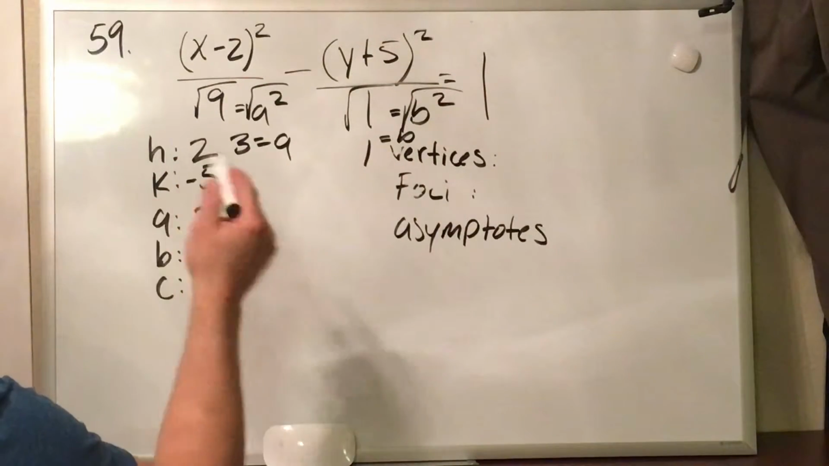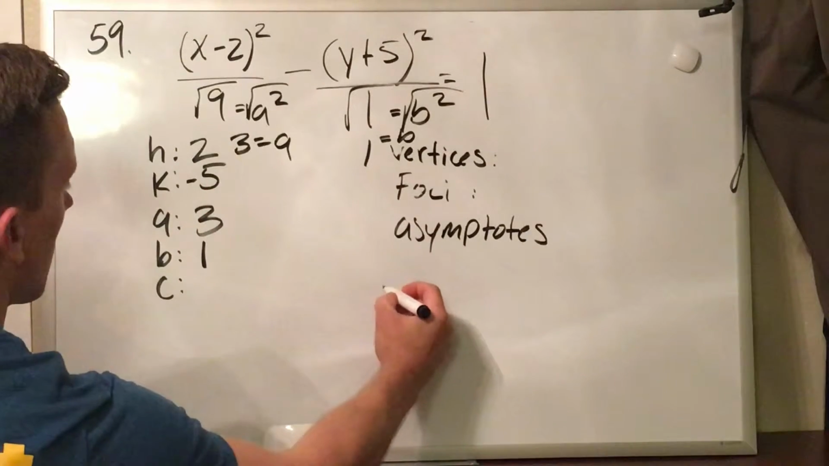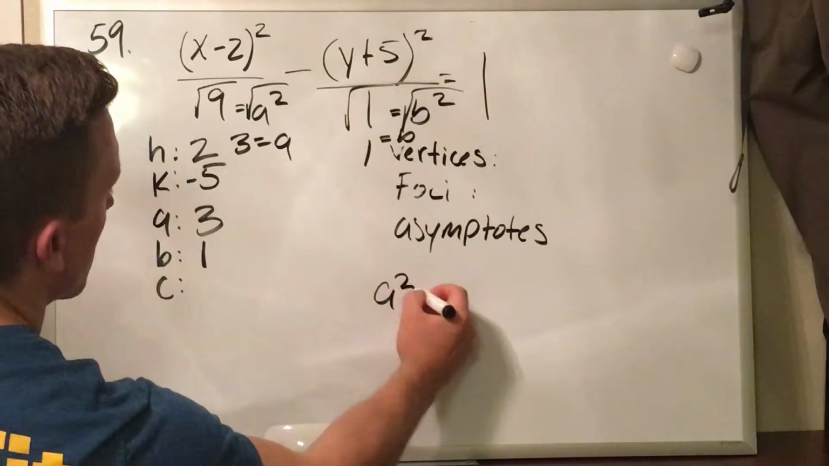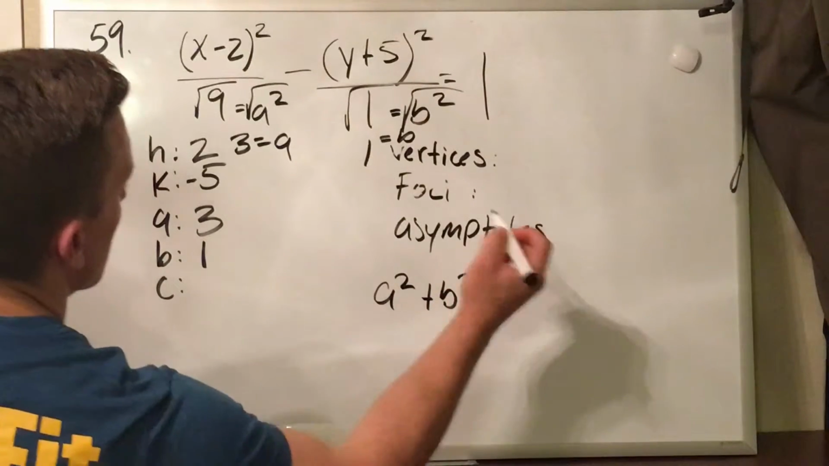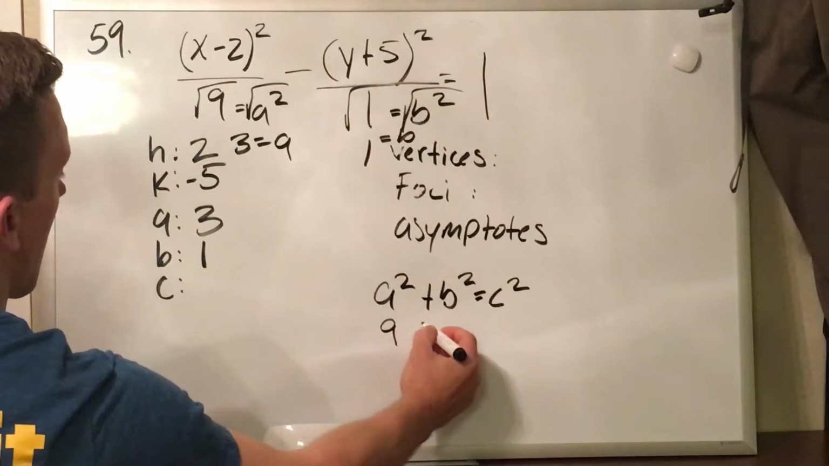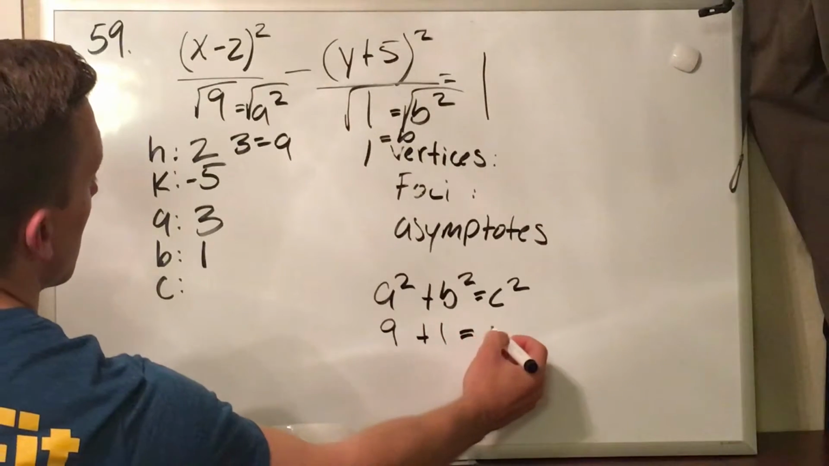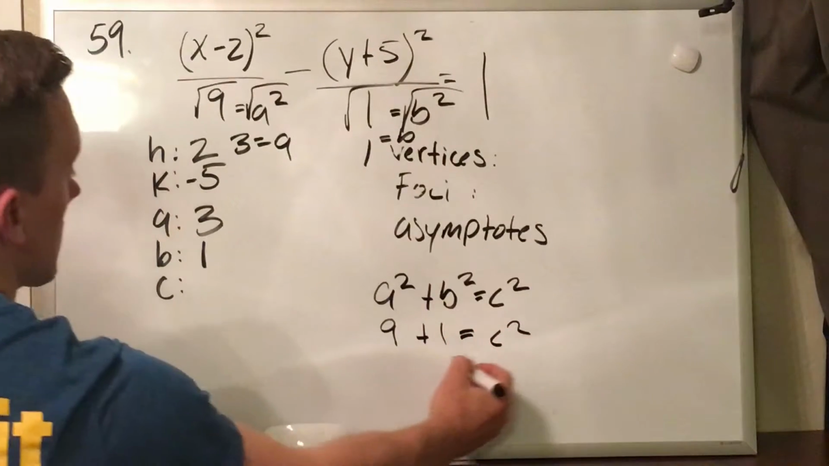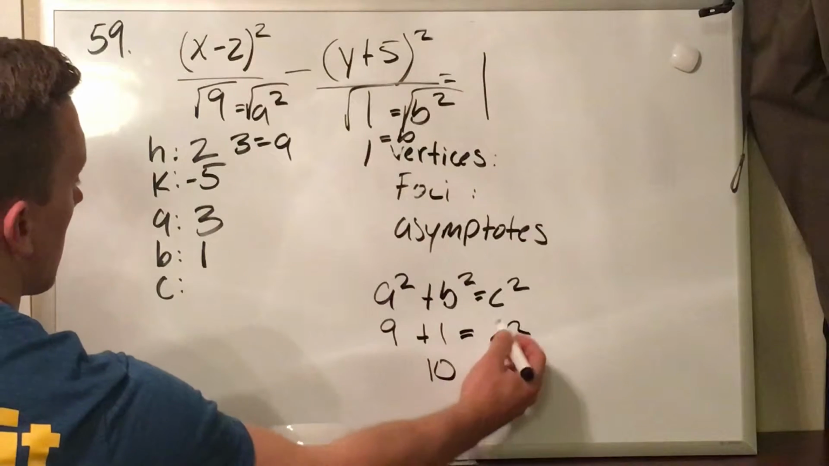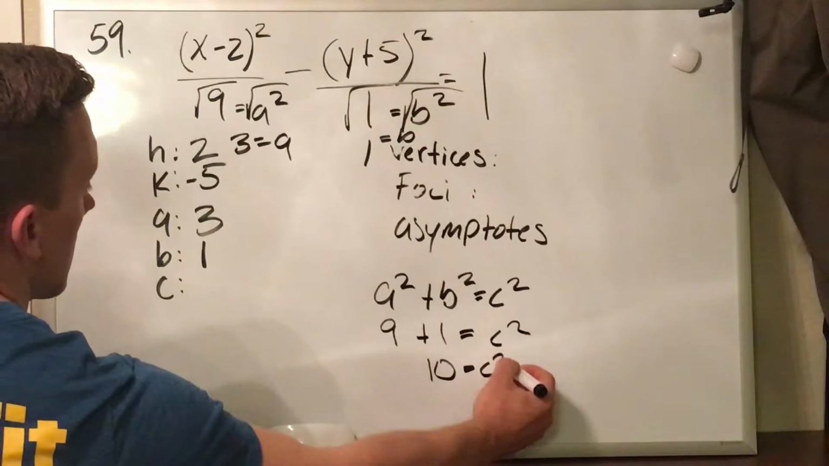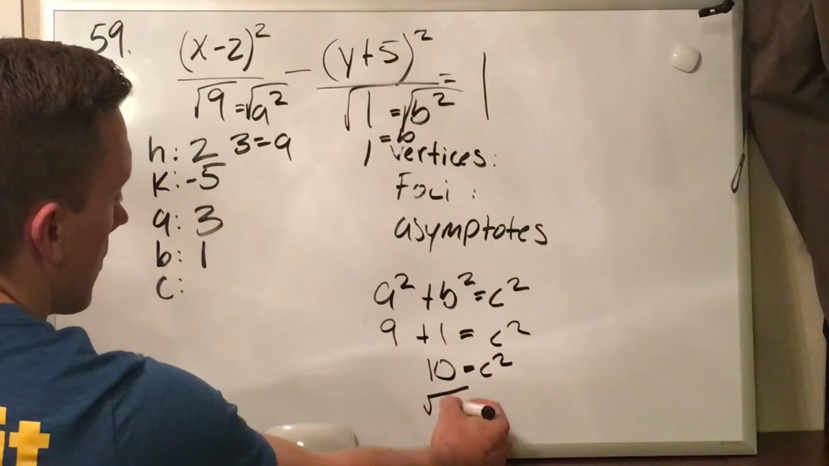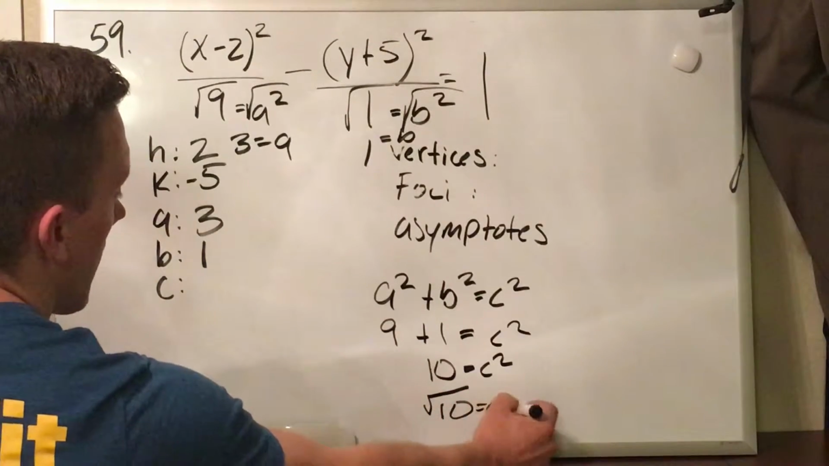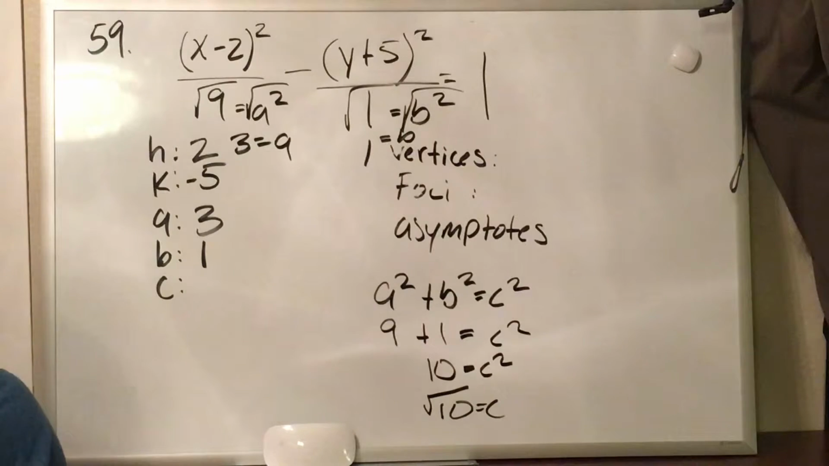Right. And then we can also use the relationship a squared plus b squared equals c squared. We have 9 plus 1 equals c squared. 10 equals c squared. If we square root both sides, we have root 10 equals c.